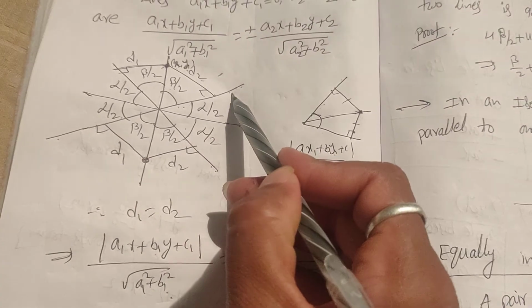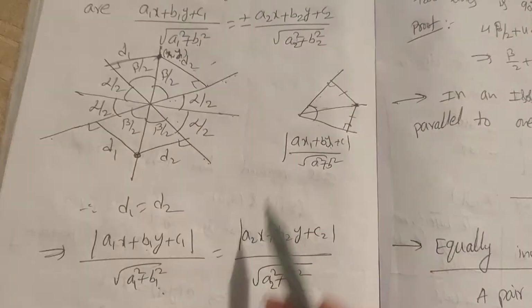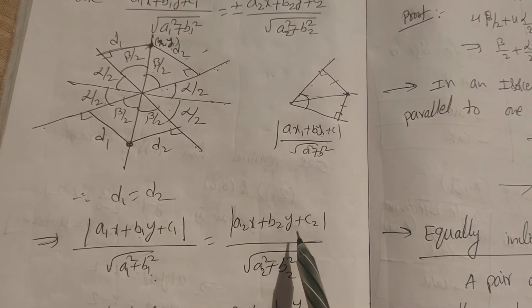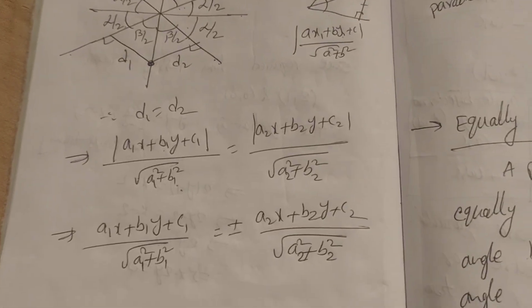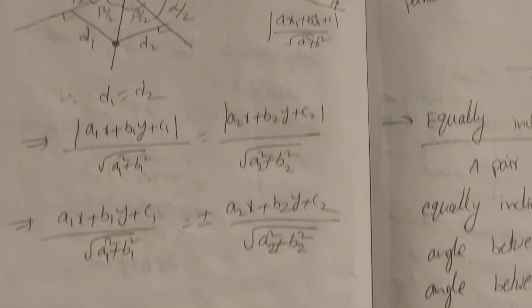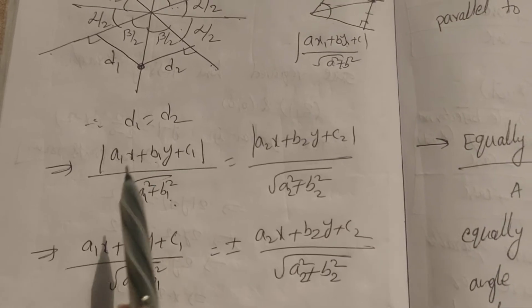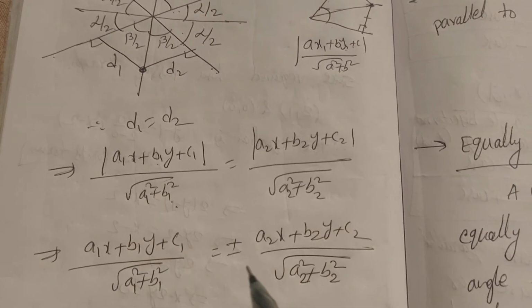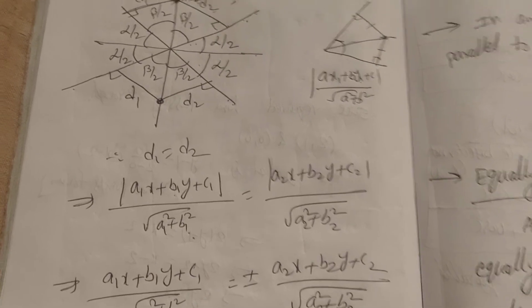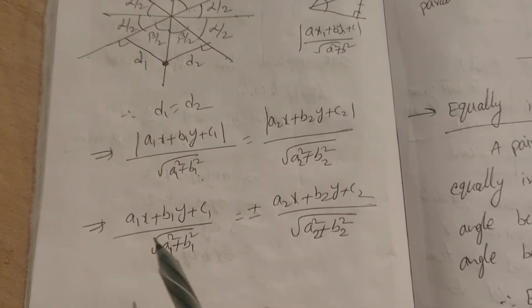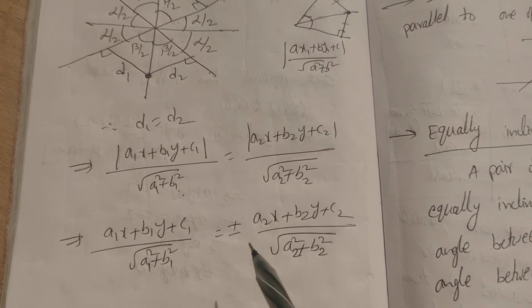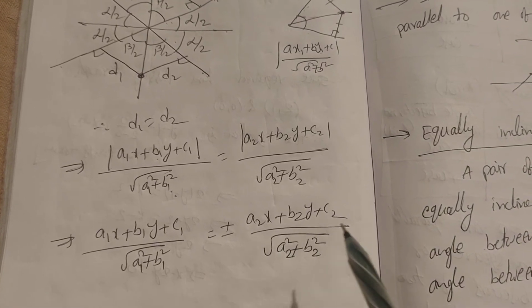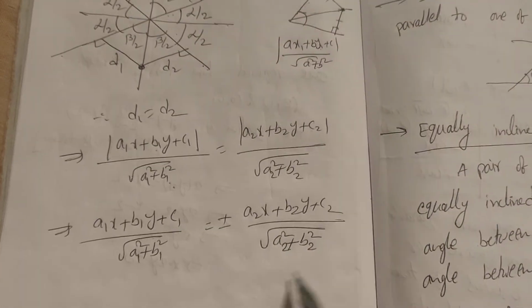This is equal to the same formula for the other line equation. Let us consider this is a2x plus b2y plus c2. So modulus of a2x plus b2y plus c2 by root over a2 square plus b2 square. To avoid the modulus you have to write plus or minus. That is the answer for this theorem. So (a1x plus b1y plus c1) by root over a1 square plus b1 square is equal to plus or minus (a2x plus b2y plus c2) by root over a2 square plus b2 square. This is the proof for this theorem.